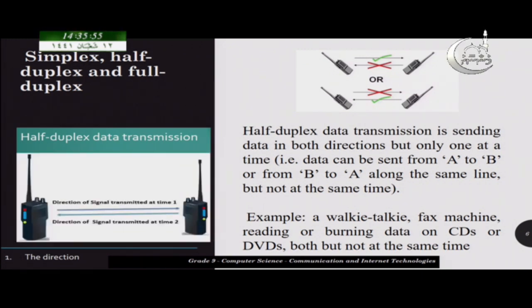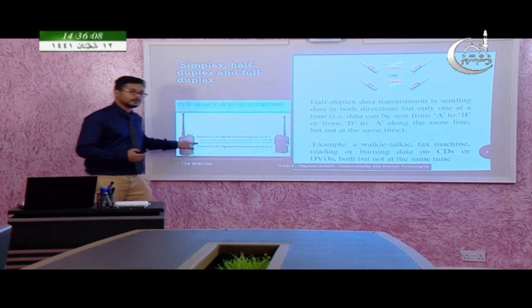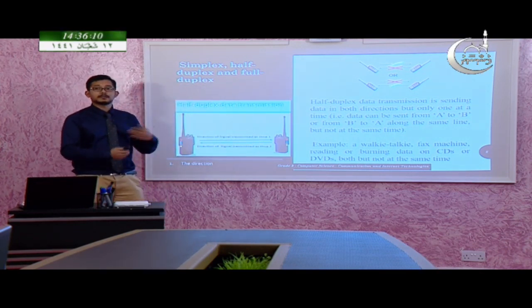An example is here. There are two walkie-talkies. When you talk from this walkie-talkie at time T1, you can't talk back from here. You have to do it at another time, T2. We can't communicate at the same time.